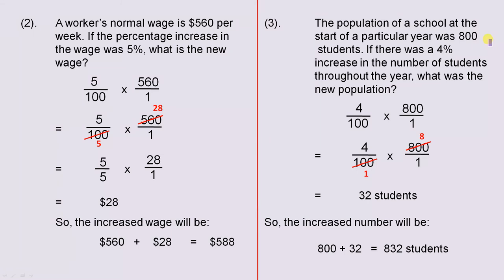Number 3. The population of a school at the start of a particular year was 800 students. If there was a 4% increase in the number of students throughout the year, what was the new population? So we find 4% of 800. We write that again, so we have the working. 100 into 100 goes once. 100 into 800 goes 8 times. 8 fours are 32 students. So the population increases by 32 students. So the increased number will be 800 plus 32 gives us 832 students.